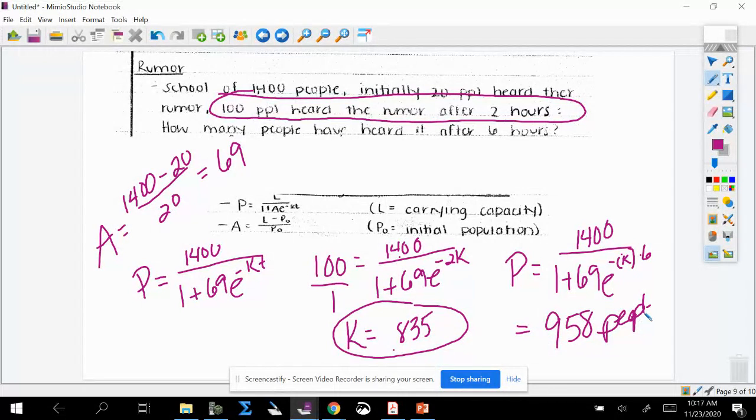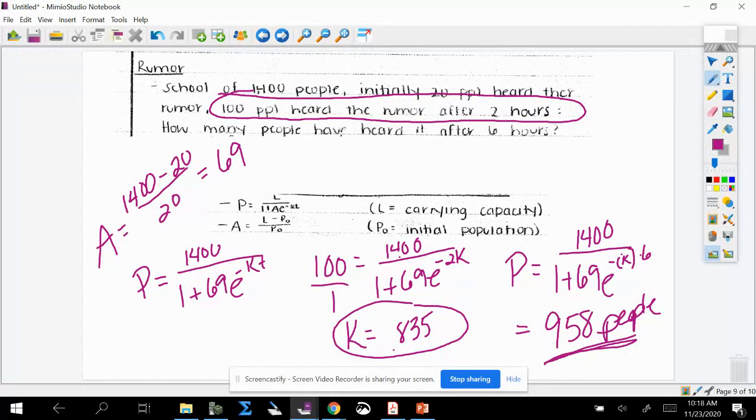I can't have part of a person, so you're always going to round to the nearest whole number when you're dealing with something that can't be partitioned. There are a couple of basic ideas beyond using this formula and doing all the arithmetic. Since the school had 1,400 people, once we get to 700 people, that's half the carrying capacity, and the population will be growing at its fastest rate. We will see that the 6 hour mark is over half the population.